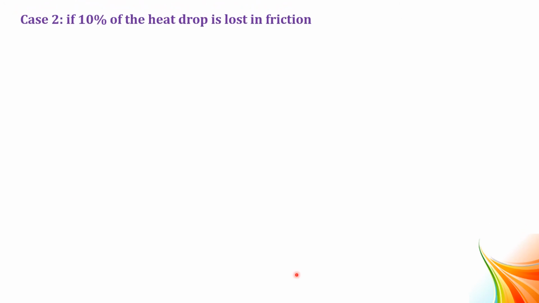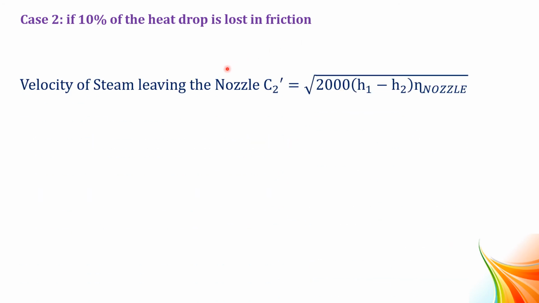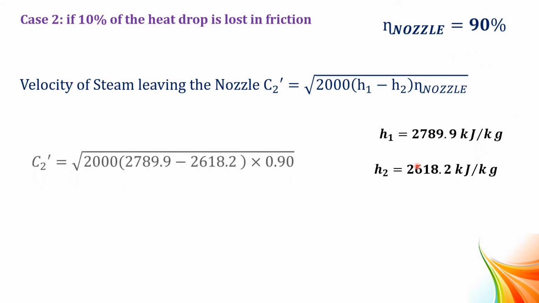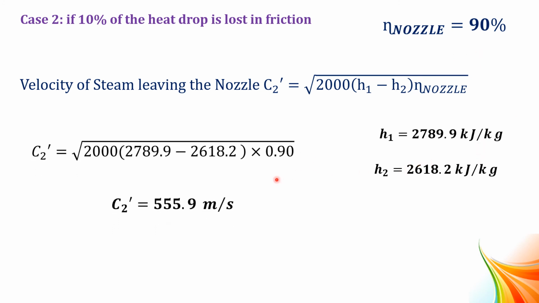Now case 2. If 10% of the heat drop is lost in friction, then the formula for finding the velocity of steam leaving the nozzle C2 dash equal to square root of 2000 into H1 minus H2 into eta nozzle. So H1 and H2 values we have obtained from the steam table, and the nozzle efficiency is given in the problem, which is 90%. Now substitute these three values in this equation. We get C2 dash equal to 555.9 meters per second.